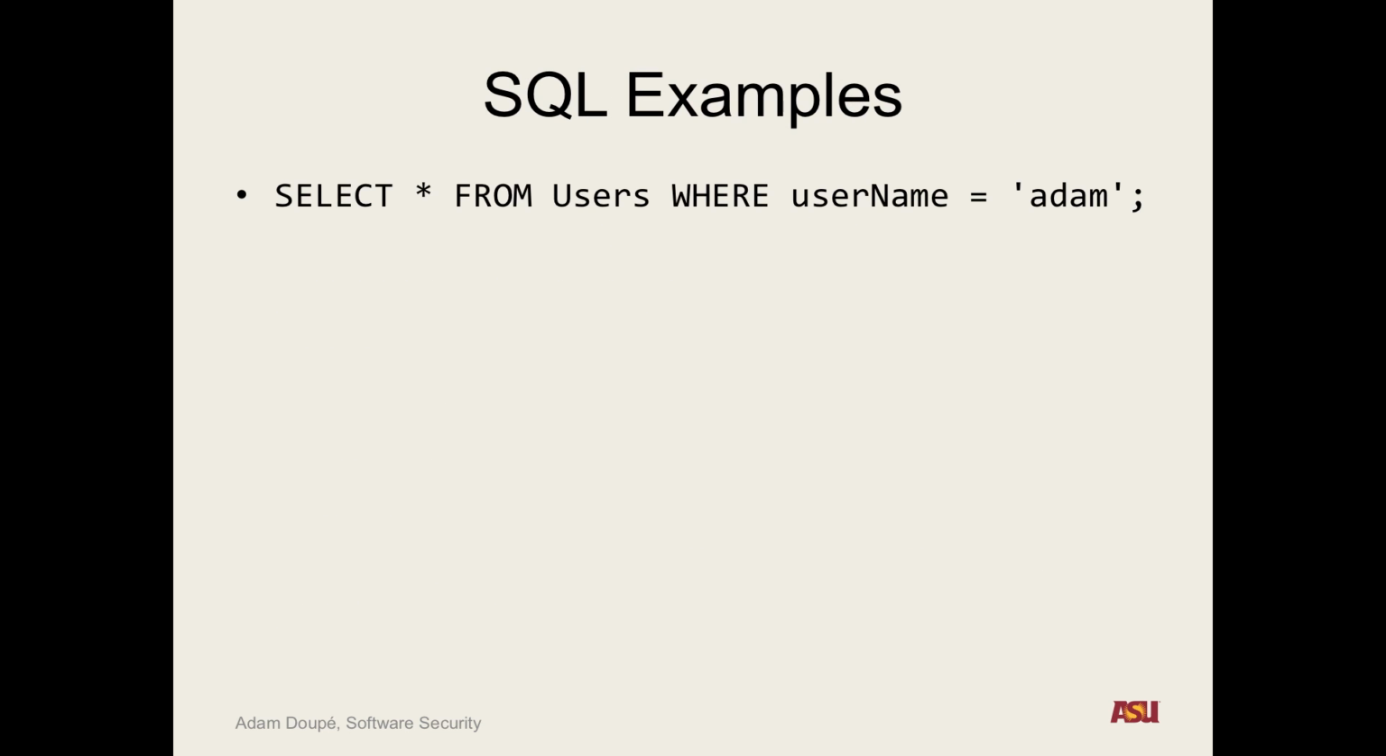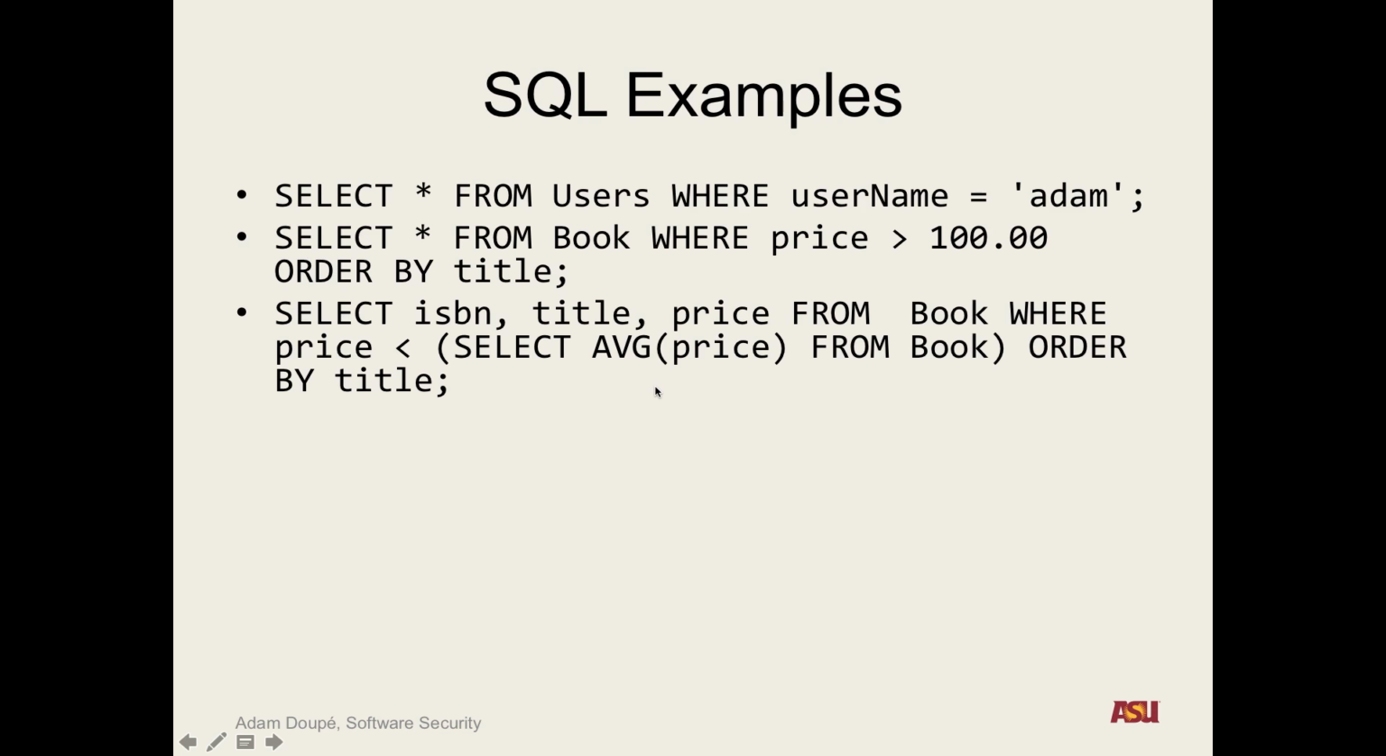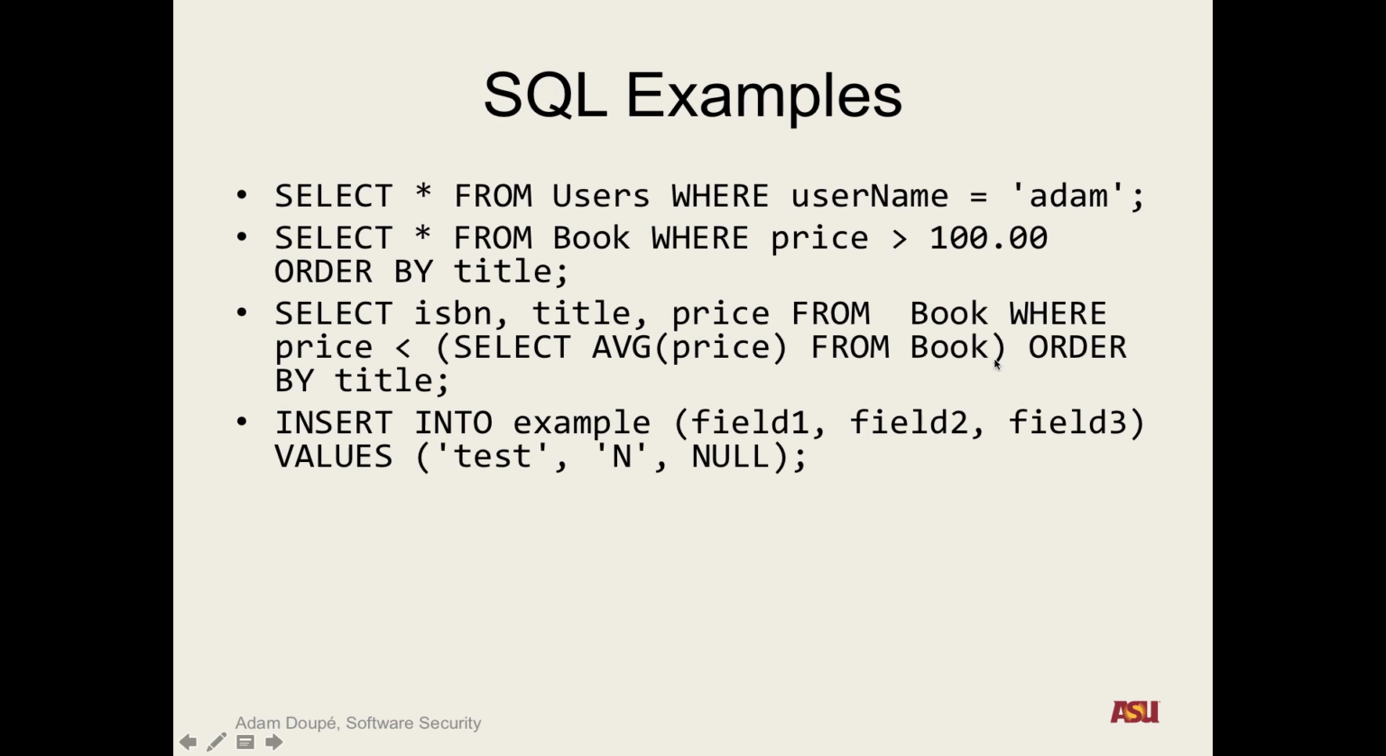So some examples. This is a query: select all columns, the star, from the table users where the username is equal to Adam. Select all the columns from book where price is greater than 100.00 and order by title. This is select the ISBN number, the title, the price from the book table where price is less than the average price of the book. So this is all of the books that are less than the average price, order by title.